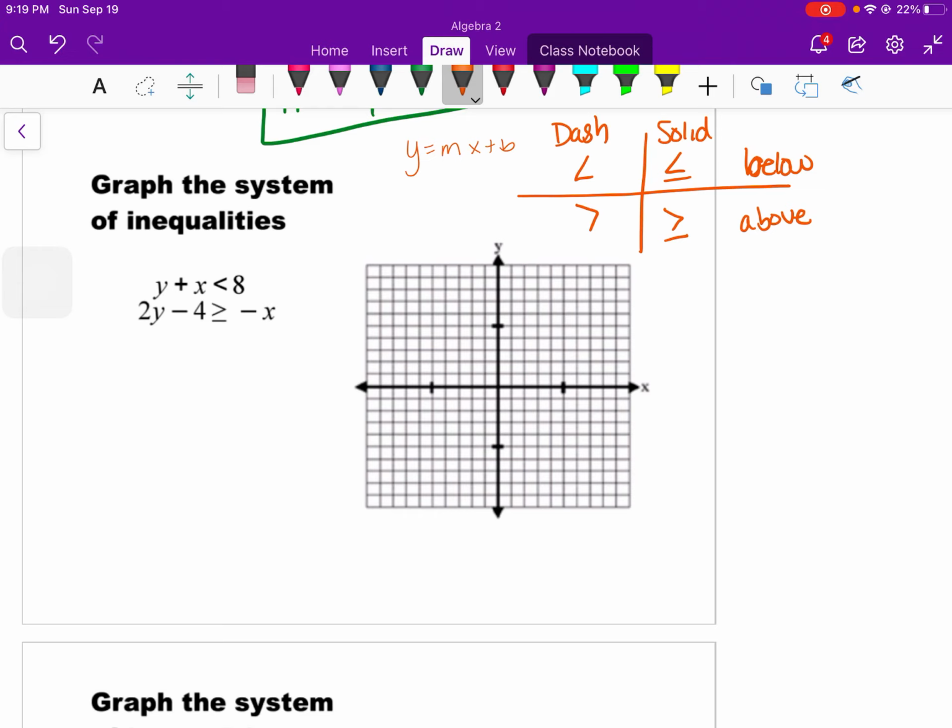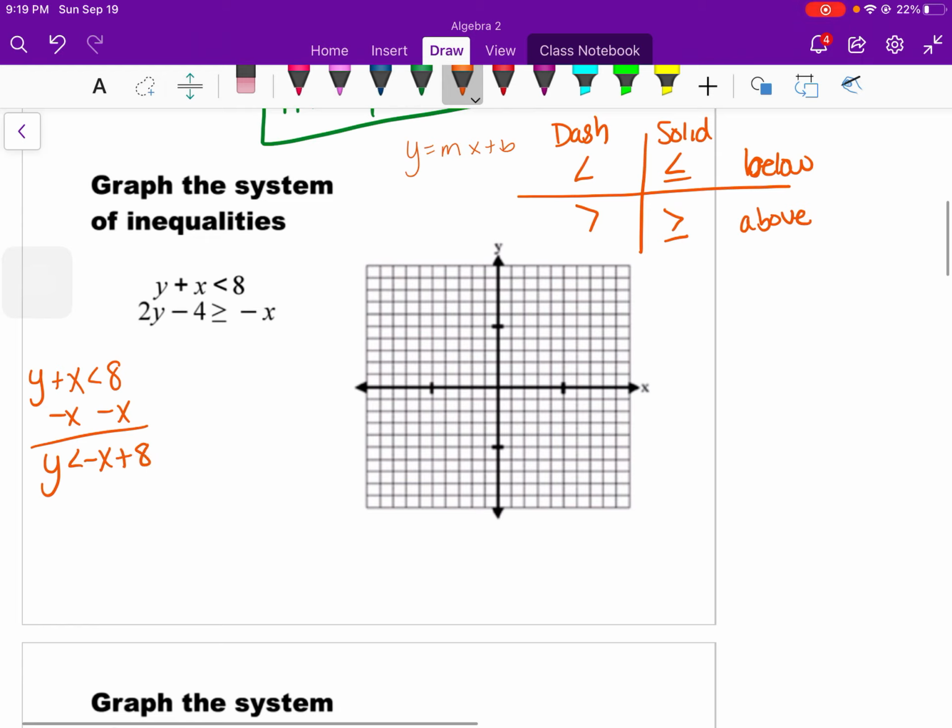All right, so our first inequality is y plus x less than 8. So the first thing we need to do is solve for y. So I'm going to subtract x to get y is less than negative x plus 8. Now this one has a slope. It's a negative x, which is the same thing as a negative 1x. So this is a slope of negative 1 over 1, y-intercept of 8. It is just less than, and so that means it's going to have a dashed line, and we're going to be shading below that line.